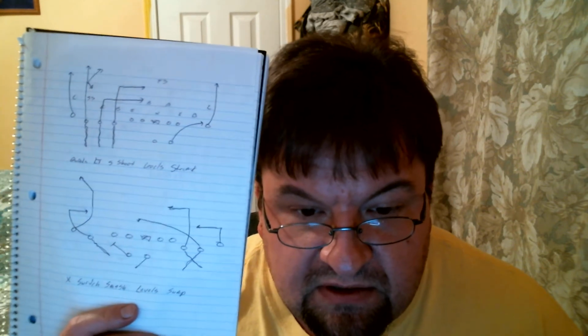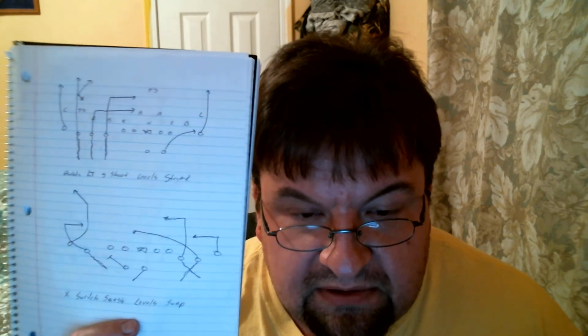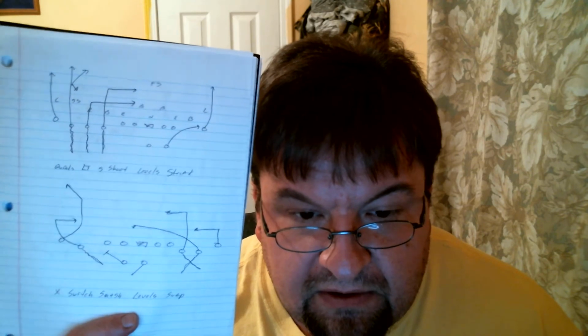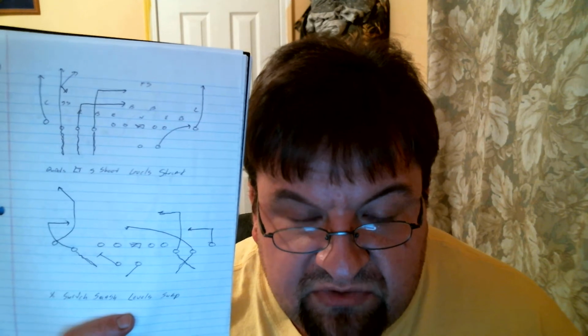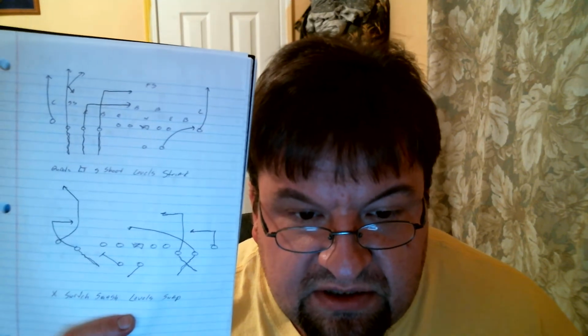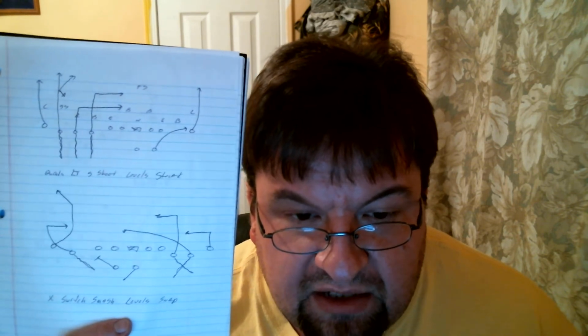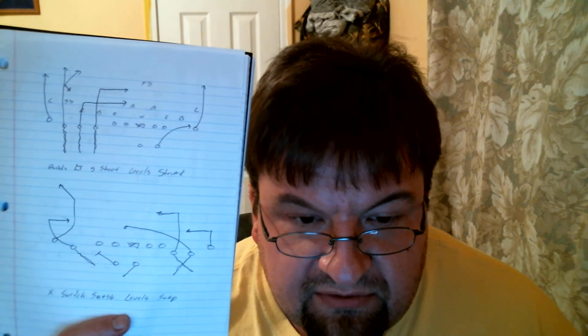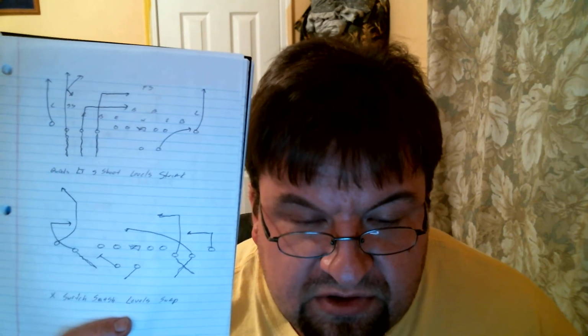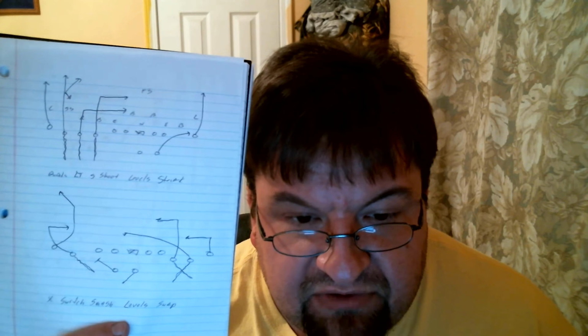Now this is X switch, smash, level swap. Now I run the switch concept with X. However, instead of doing a seam read, he's going to run the switch route and then hit the corner at 10 to 12 yards. If you want to take it deeper, like 12 to 15, by all means do so. Your number 2 inside slot does orbit return motion and runs a wheel in at 5 to 6 yards.